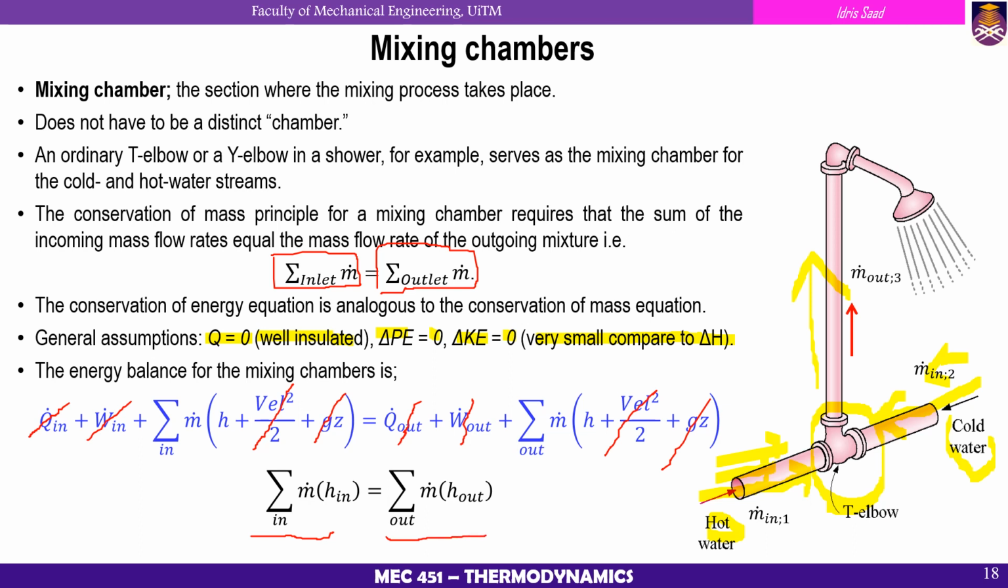So basically this equation is relatively similar to the throttling valve, except the mixing chamber normally has multiple inlets or multiple outlets. Please remember, the throttling valve has only one inlet and one outlet, but the mixing chamber we probably have many inlets and many outlets. So in general, the mixing chamber depends on the mass flow rate and also the enthalpy.